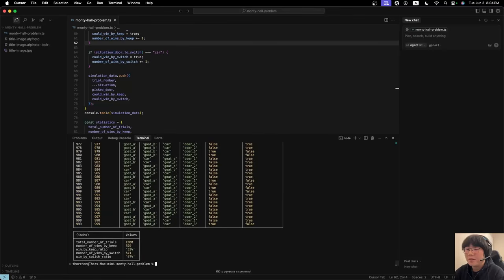We could even run it multiple times and see how the numbers change, but it's roughly close to the 2/3 and 1/3 probabilities from the mathematical answer. So yeah, we do see it in practice with the TypeScript code.